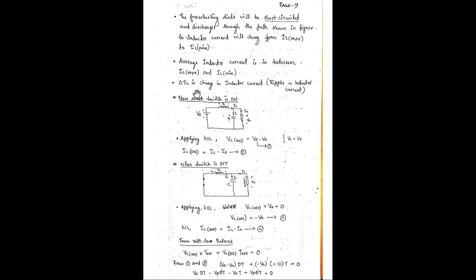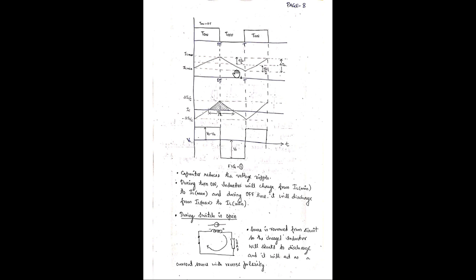Okay, and delta IL will be the change in inductor current, that is the rippling inductor current. Here you see, this is the change in inductor current, from IL minimum to IL maximum, that is delta IL. And the average inductor current will be in between IL max and IL minimum. So this part can be written as delta IL by 2, and this part also delta IL by 2. This total is delta IL, the ripple in inductor current. Understood? Delta IL is the change in inductor current.